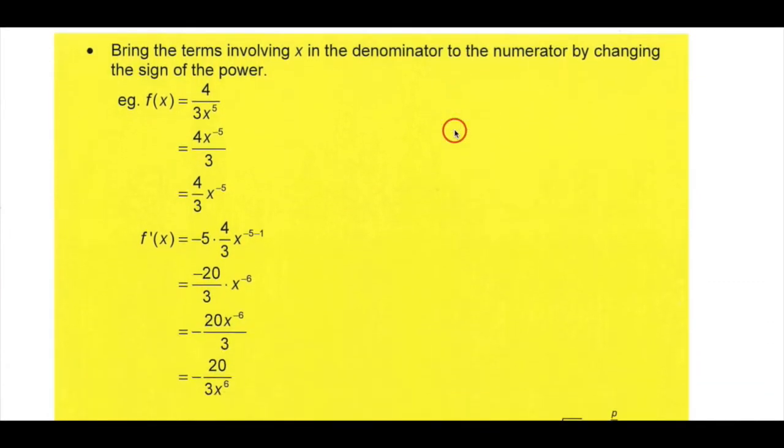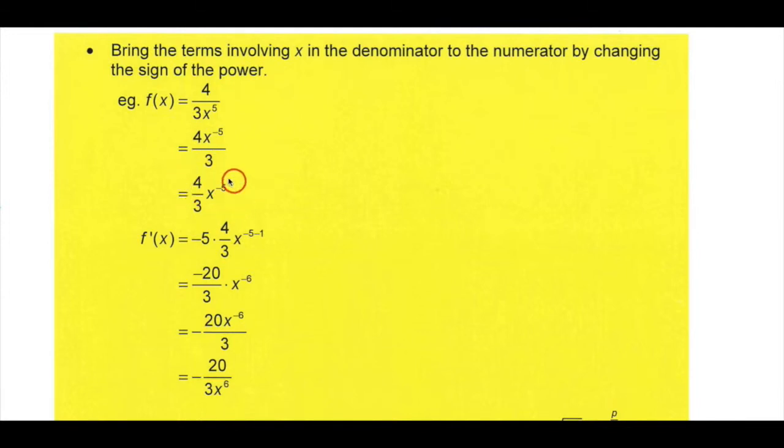Let's take a look at a couple more examples. f of x is equal to 4 over 3 multiplied by x to the power of 5. What we want to do here is express it so that the x is up the top. To lift the x up to the top, we just need to take the negative of the power. So I can rewrite this as being 4 over 3 times x to the power of -5.